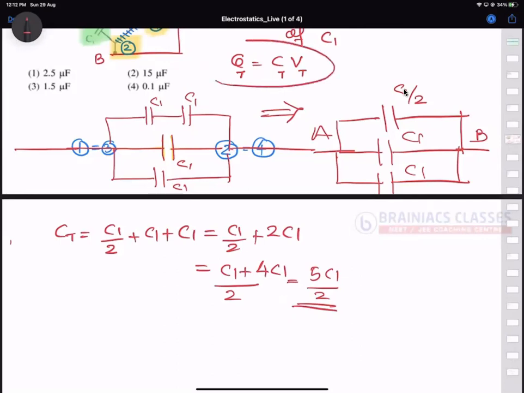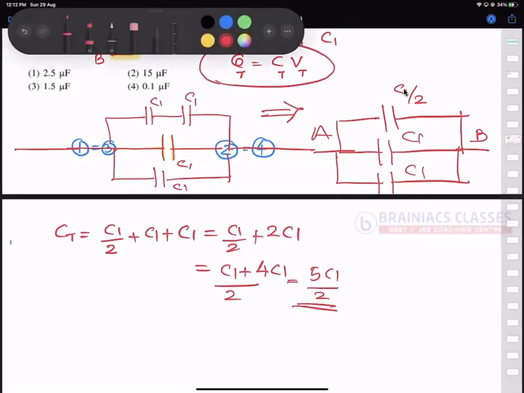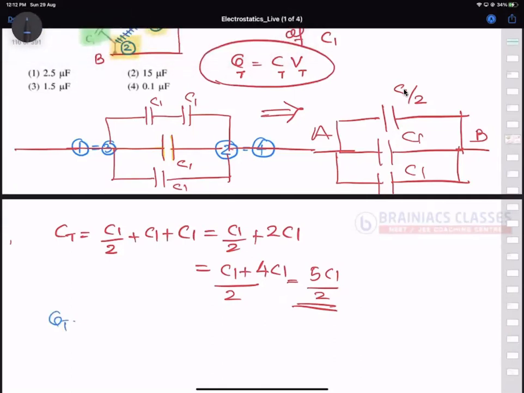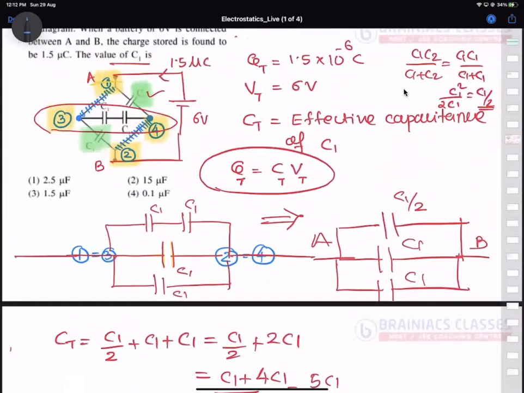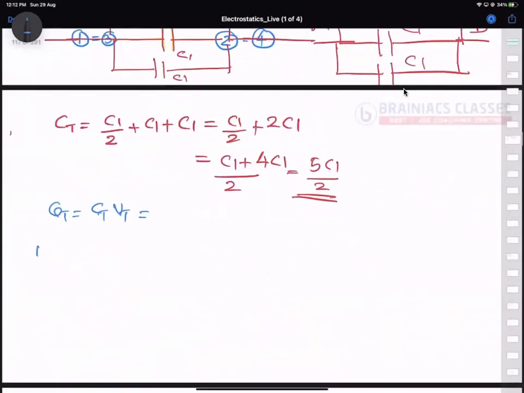Now we have this formula on top over here. We will substitute the values into this formula. So what is our formula? QT is equal to CT into VT. What is QT? The total charge we have written is 1.5 into 10 power minus 6. Substitute that. And total capacitance is how much?